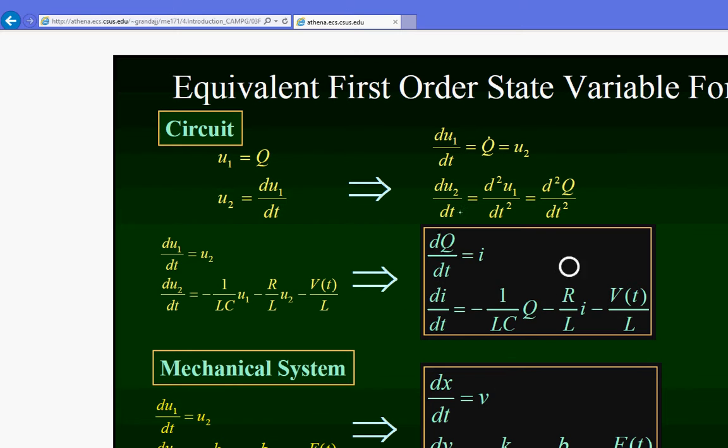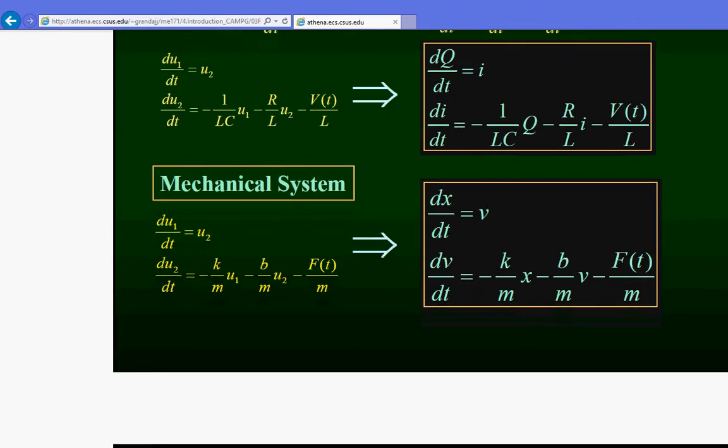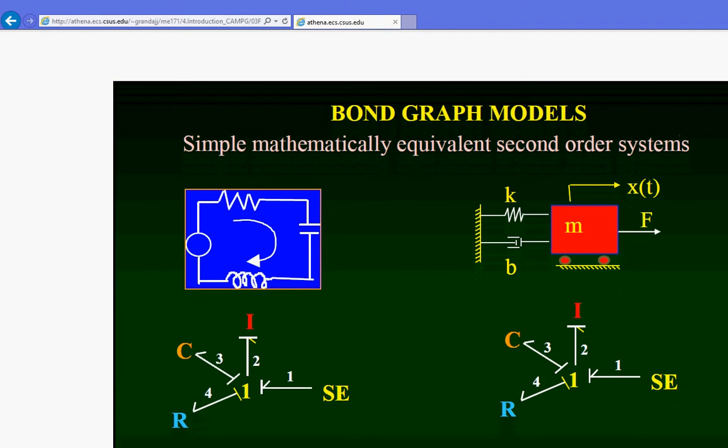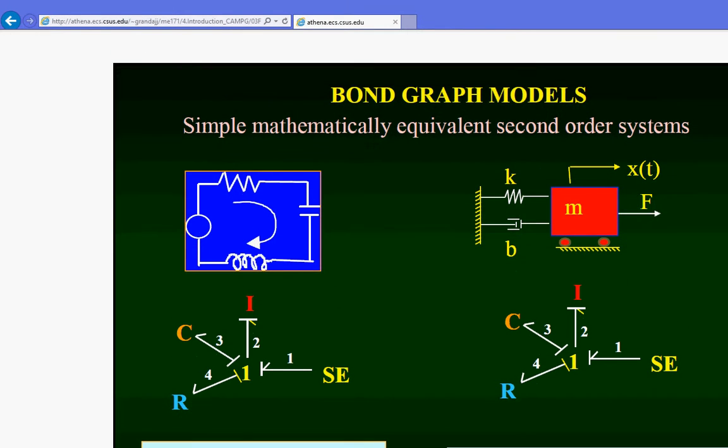However, here, if we use the bond graph model, it's a simple representation of the system, in which the symbols reveal the type of elements that they represent. Like, for example, this source of effort is this one.